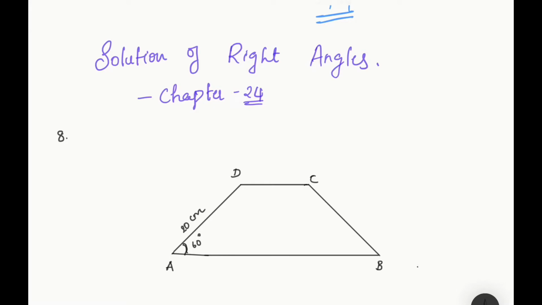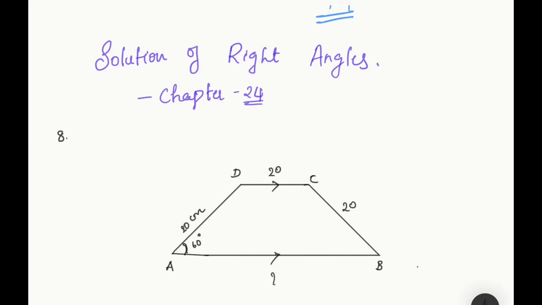In trapezium ABCD, as shown, AB is parallel to DC. So it's given AB and DC are parallel to each other, and AD is equal to DC equal to BC equal to 20. So all the sides are given as 20 centimeter. And angle A is 60 degree. Find the length of AB. You need to find this length.